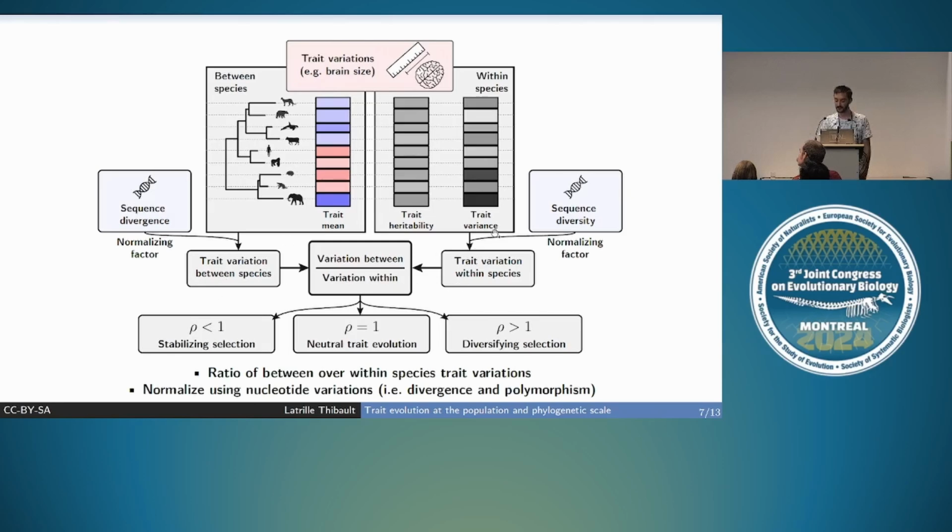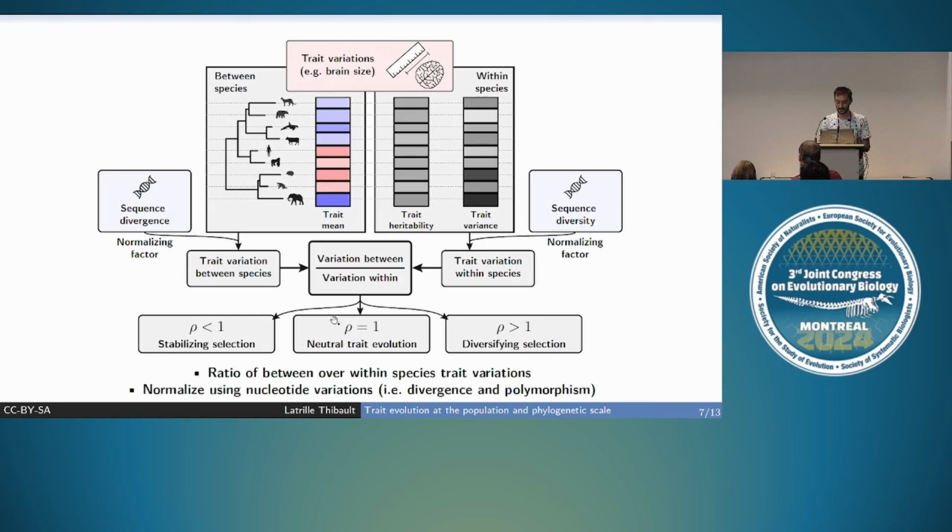And on the other hand, you divide your trait variations at the within species level by nucleotide diversity, basically counting the number of SNPs that you would observe from one heterozygous individual per site. So that's what you divide. No equations here, but we can show that when you divide those two and normalize like this, for a neutral trait, and if the sequences are also evolving neutrally, this should be equal to 1.